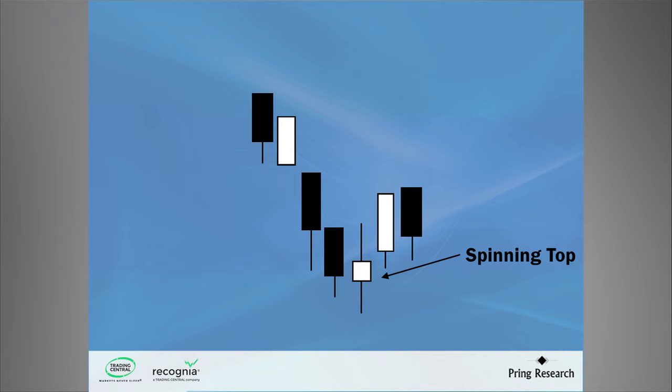Putting it another way, we could say that in previous sessions, prior to the spinning top, sellers had the upper hand, but the spinning top tells us that the fight is now more evenly matched. Thus, another small change in the balance between supply and demand could tip the price trend the other way. This is why a spinning top is an initial sign that a trend may be in the process of reversing. Only when this is confirmed by other price action, which we'll get to later, should you take action.